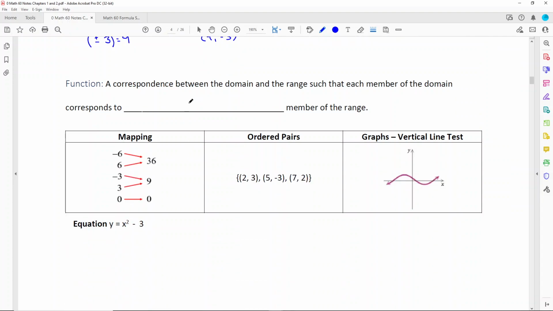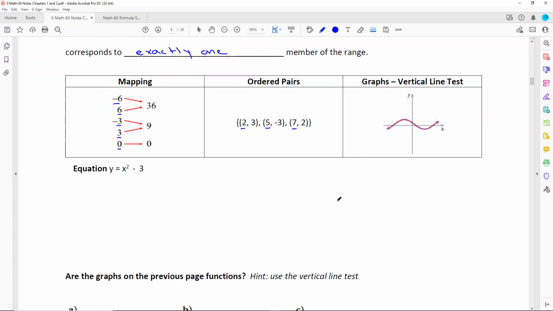A function is a correspondence between the domain and the range, such that each member of the domain corresponds to exactly one member of the range. In other words, when you look from a mapping perspective, every x value only has one arrow coming from it. Right? Every x value maps to exactly one y value. Every ordered pair has different x values that have their own y values. It can be the same y value, but the x values are distinctly different. Graphs, again, I'll talk about this in a second.